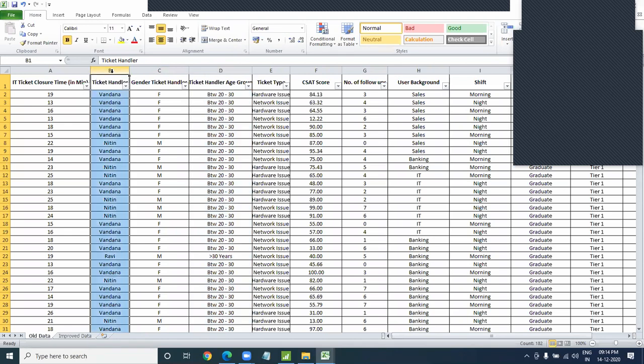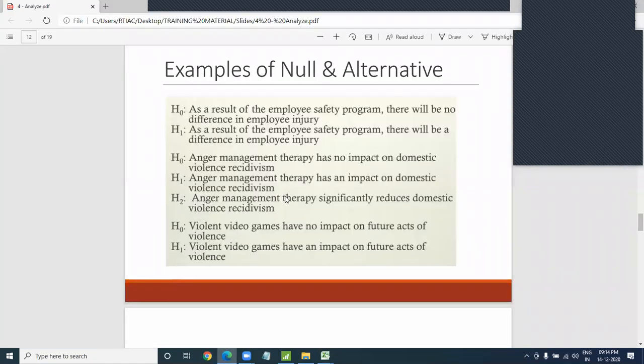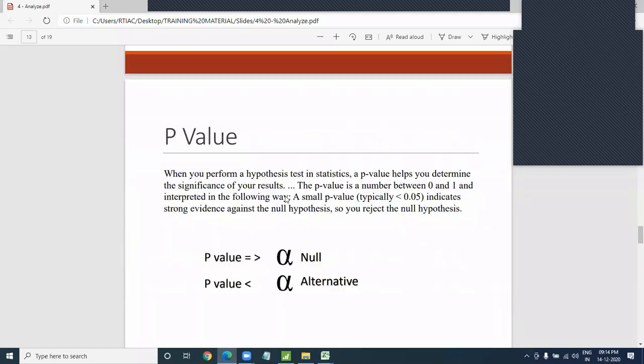Alternate will always try to prove a point: no, there is a relation and there is a difference in the performance level. So all in all, how do I know whether null is right or alternate is right? Like when we're dealing with data in the court, we had the evidences like the weapon, the witness, and all that. In our world, when we deal with data, the evidence is this p-value.